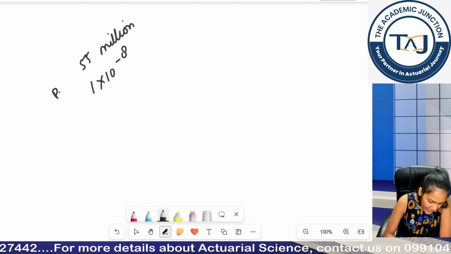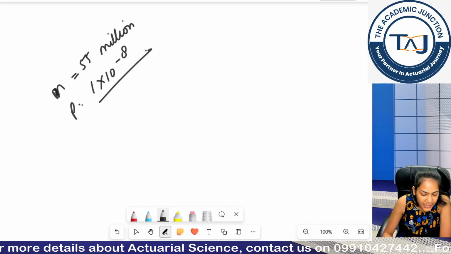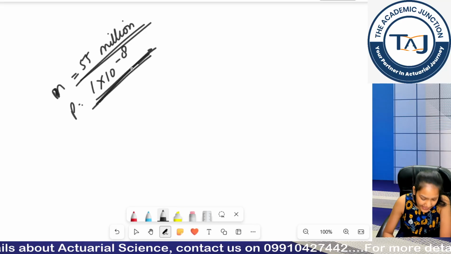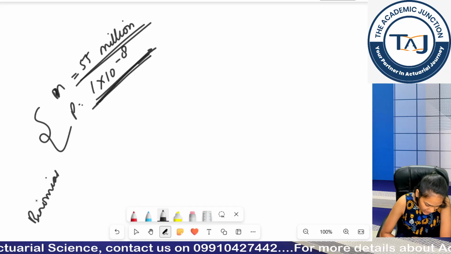Look, my n is given as 55 million, my p is given as 1 into 10 raised to the power minus 8. This is too big, this is too small, that is why I can use my binomial to Poisson approximation.